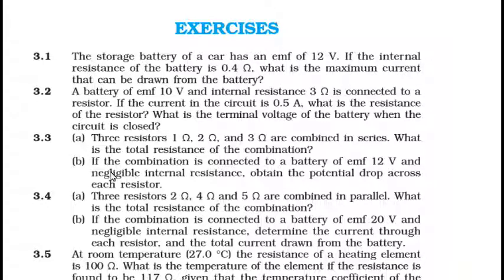Now, let us see question number 3.4a. 3 resistors 2 ohm, 4 ohm and 5 ohm are combined in parallel. What is the total resistance of the combination?